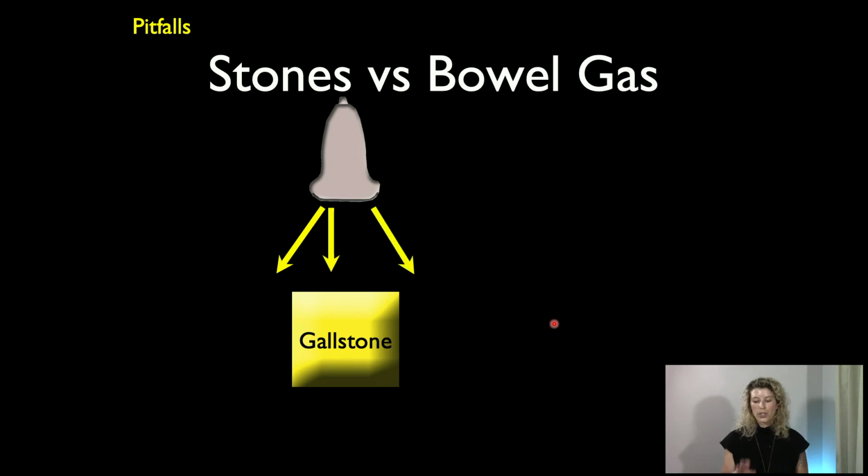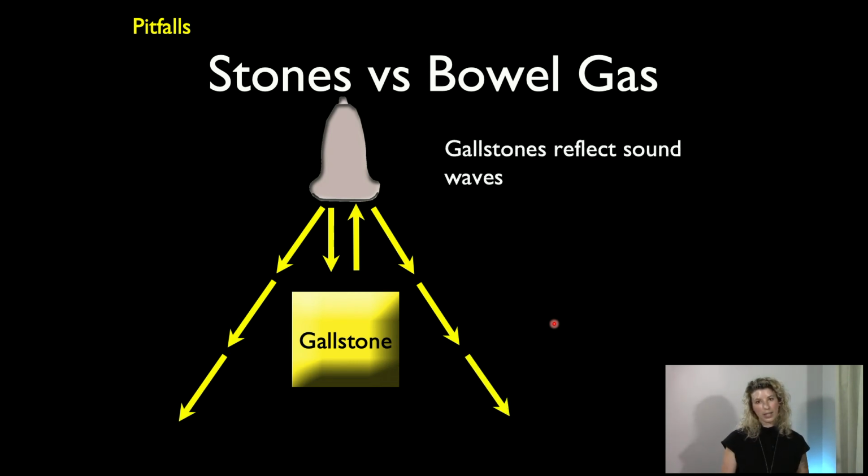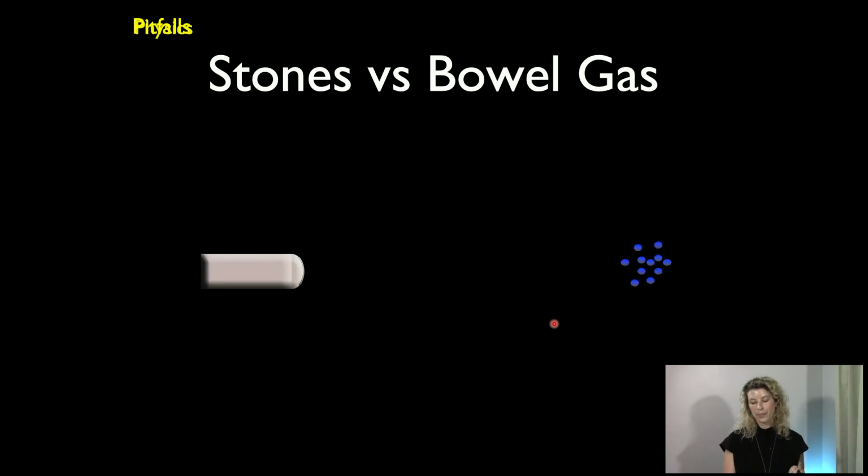So what a stone actually does is it reflects ultrasound waves back to the probe. And so everything behind it is dark because you have ultrasound waves coming out to the sides of the stone, and that's continuing on, so you're seeing everything on the sides of the stone, but all the ultrasound beams that hit the stone get reflected back up to the probe, and so everything behind the stone looks dark.